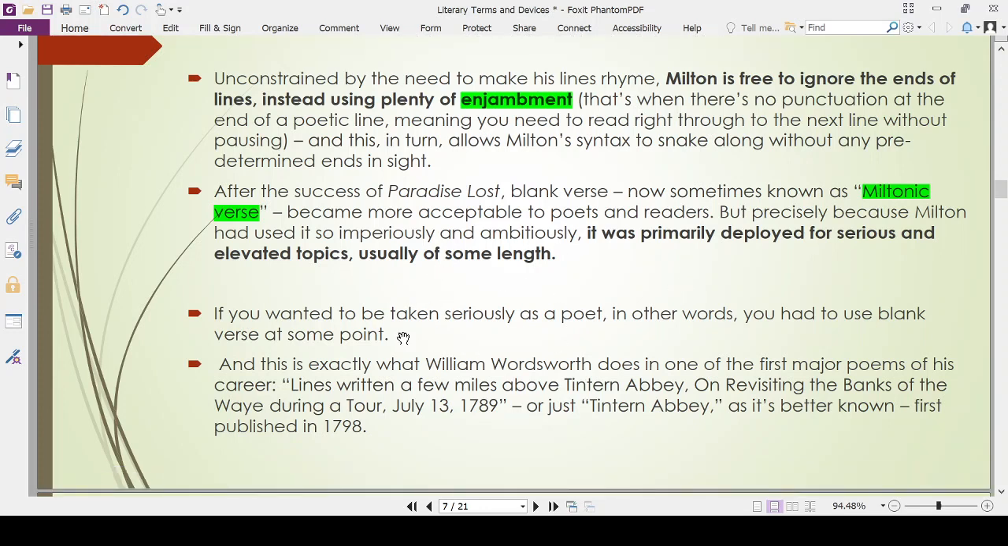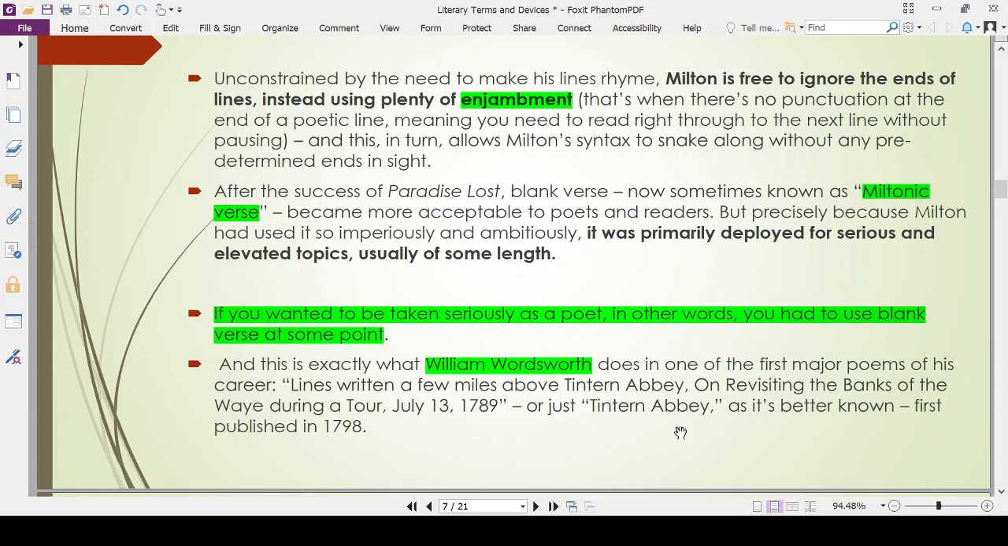Now, this was the feeling in English literature after John Milton published his Paradise Lost, that if you are a poet and you want to be taken seriously by society, you have to at least write one poem in blank verse. And that is exactly what William Wordsworth did in the 19th century in the Romantic period, when he wanted to establish himself as one of the founding fathers of Romanticism, with, of course, Samuel Taylor Coleridge.